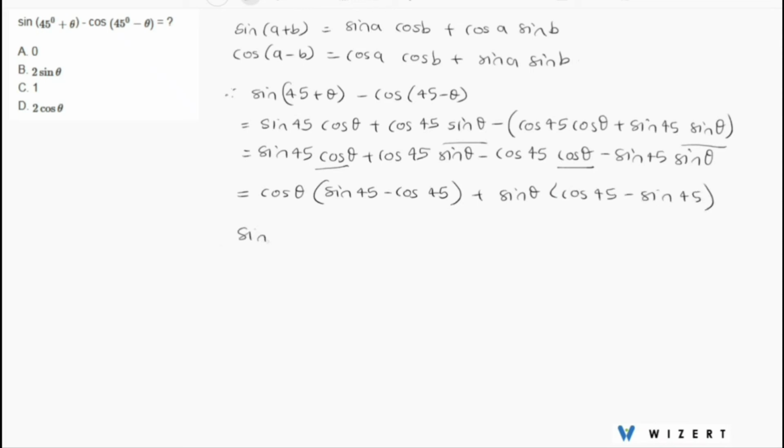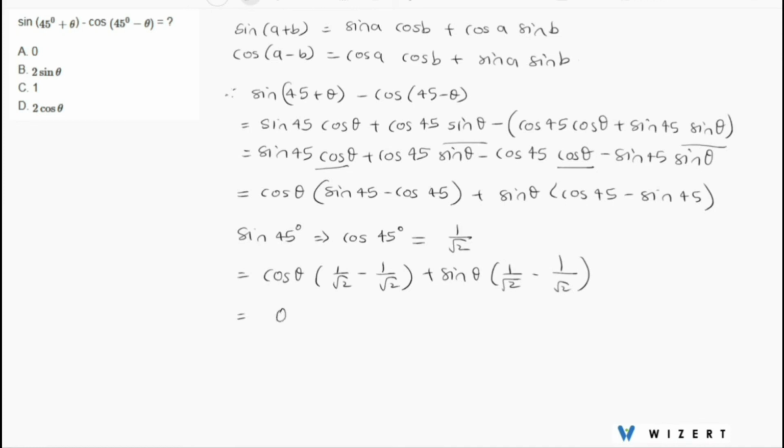Now we know sin 45 equal to cos 45 equal to 1 by root 2. So this gives us cos theta multiplied by 1 by root 2 minus 1 by root 2 plus sin theta multiplied by 1 by root 2 minus 1 by root 2.